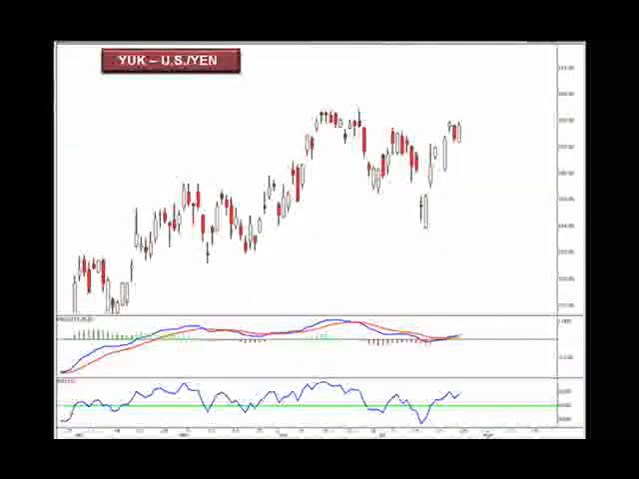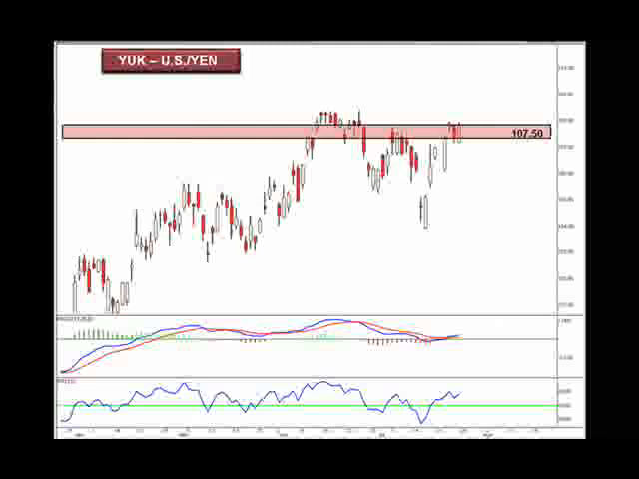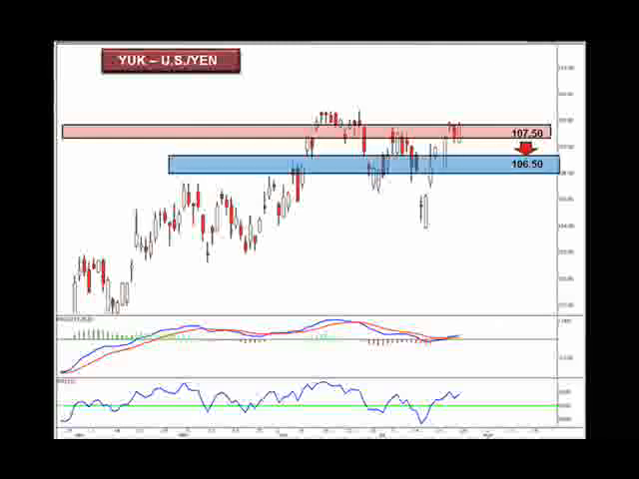Let's have a look at our YUK, our US dollar versus the Japanese yen. Last week we saw a huge push off of the 104.5 focal point, and the suggestion was that it was likely to push up towards that 107.5, which would be a significant resistance level. We can see a little bit of a consolidation taking place here. If we do see a rejection off of that, our most likely retracement is down to the 106.5.